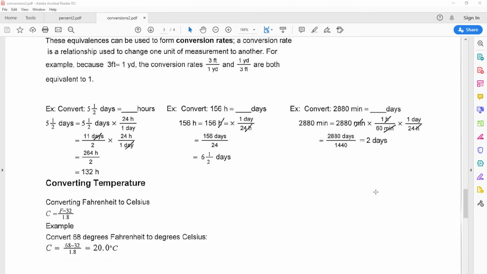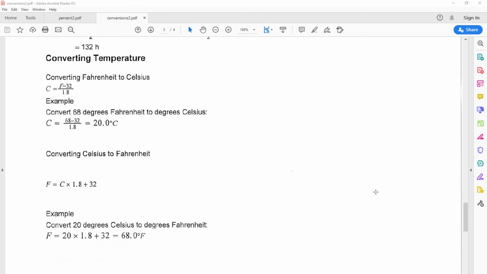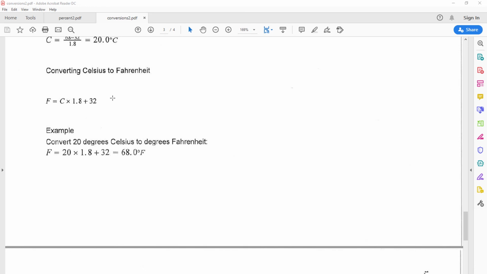The next one here we have converting temperature, converting Fahrenheit to Celsius to give us a formula. Convert 68 Fahrenheit to degrees Celsius. So I replace that there with my F, 68, and I get 20 degrees Celsius. Next one here, converting Celsius to Fahrenheit. So I replace, in this case, I want to convert 20 degrees to Fahrenheit. So I replace it there and simplify.